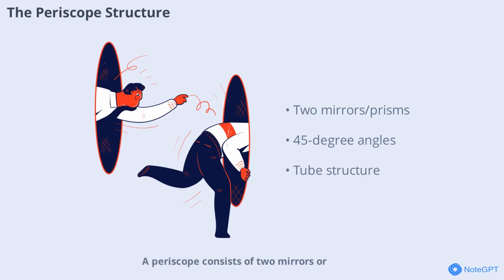A periscope consists of two mirrors or prisms placed at 45-degree angles inside a tube. Light entering one end is reflected twice, allowing the viewer to see objects from a different vantage point. This simple yet effective design is used in submarines and observation posts.